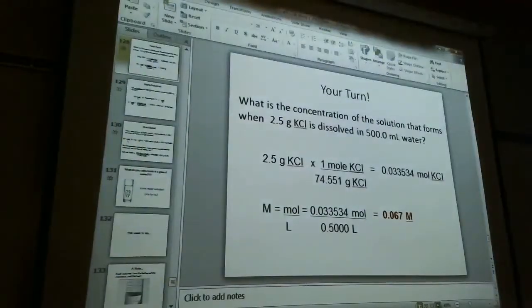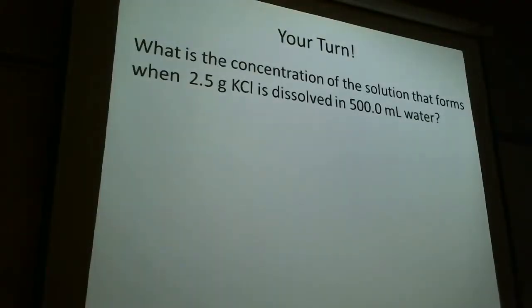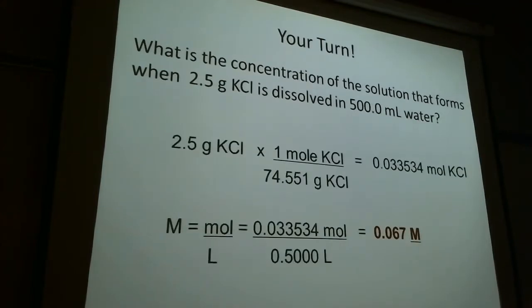All right, let's go over this one. First thing we have to do is convert grams to moles, right? So what do we need to do that? Do we use Avogadro's number? No, we use molar mass, which comes from the periodic table, right? So mass of potassium plus mass of chlorine, and we convert to moles.